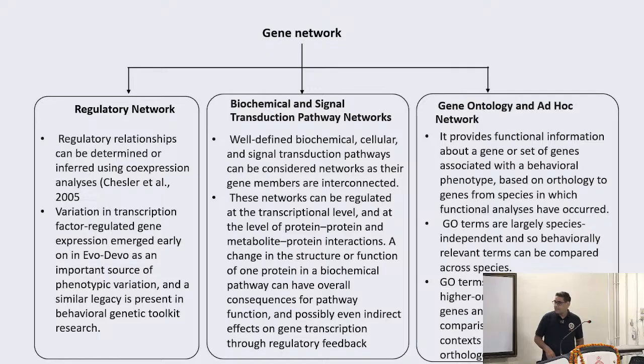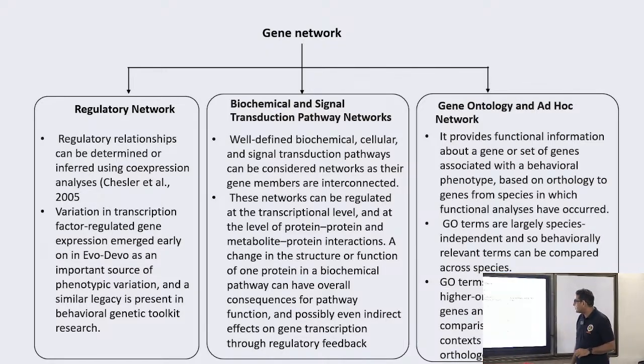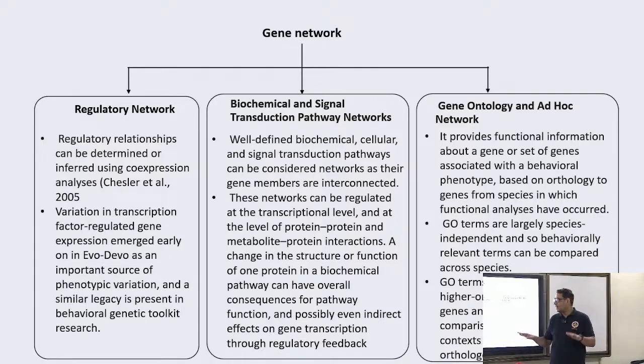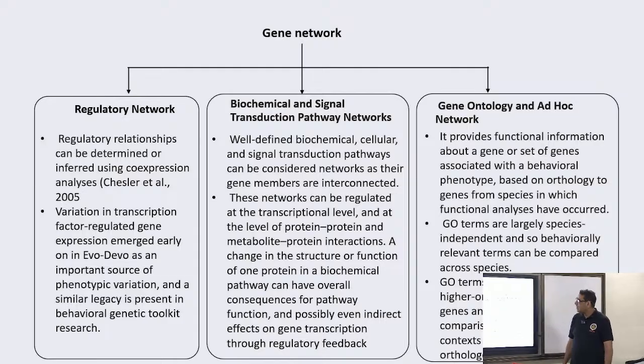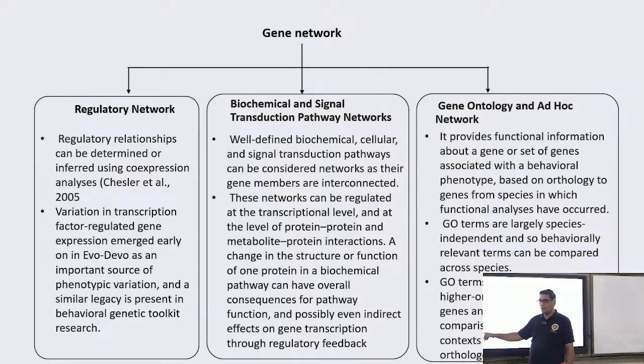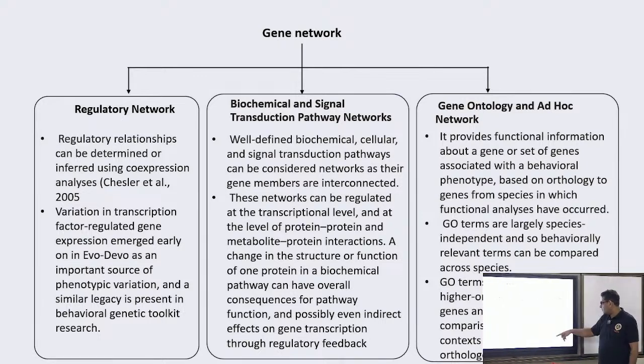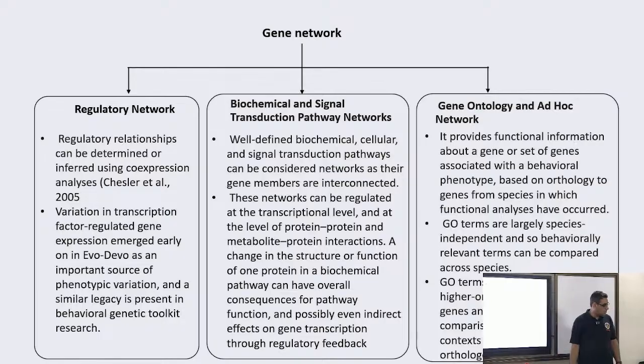Now gene network, there are three types. If you see, regulatory, biochemical and signal transduction pathway network, gene ontology and ad hoc networks. So three aspects are there. Mostly you can target all three together also, you can target one also, but our more focus is here, our group. Okay, we are not on this, and this is also not into our domain right now.